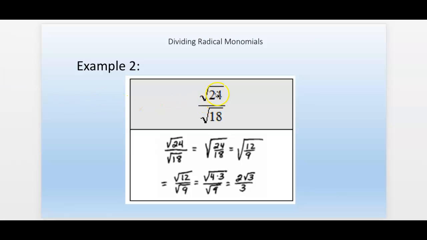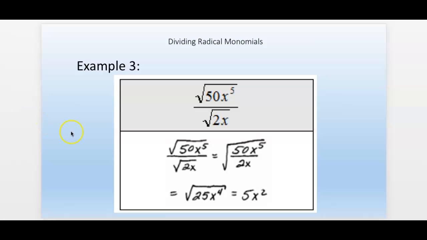Here's example 2, the square root of 24 over the square root of 18. Here what they did is they put them both under the same radical, divided by 2, so it's 12 over 9. And again, the square root of 12 is the square root of 4 times 3, and the square root of 9 is just 3 on the bottom. The square root of 4 is 2. Again, 12 has a factor that's a perfect square, it's 4, so we can take it out. There's our final answer.